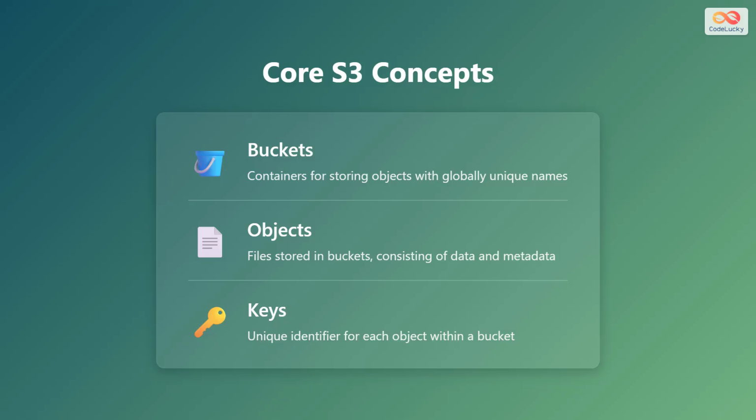To understand S3, you need to know 3 fundamental concepts. First, buckets are containers that hold your objects, and each bucket must have a globally unique name across all of AWS. Second, objects are the actual files you store in buckets, consisting of your data and associated metadata. Third, keys are unique identifiers for each object within a bucket, essentially acting as the file name or path to locate your stored data.